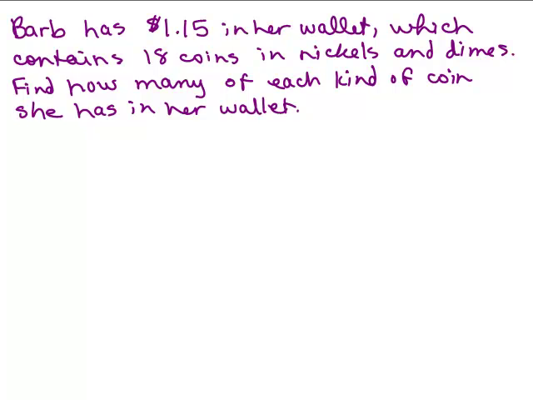We're going to do another coin problem. Barb has $1.15 in her wallet, which contains 18 coins in nickels and dimes. Find out how many of each kind of coin she has in her wallet. All right, we know that all she has is nickels and dimes. So let's make a chart to keep track of this information.